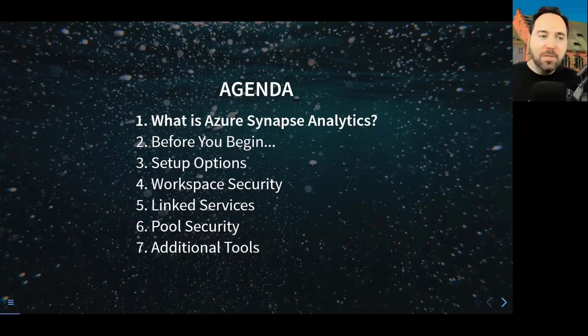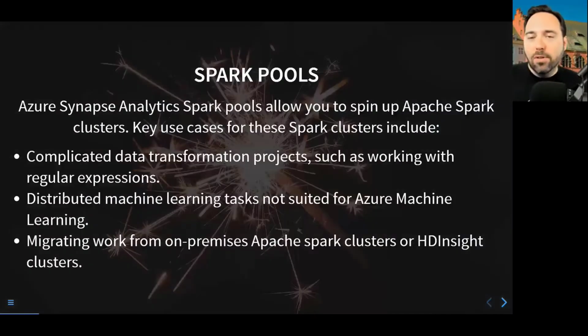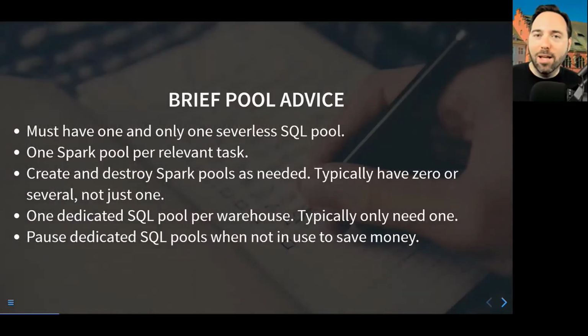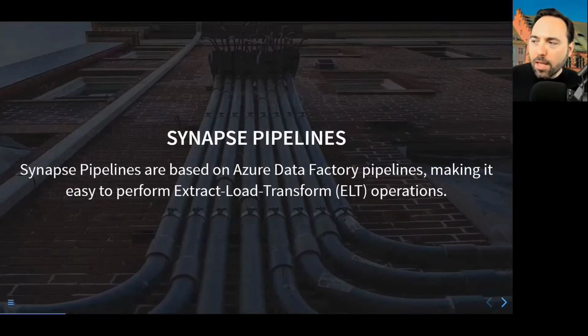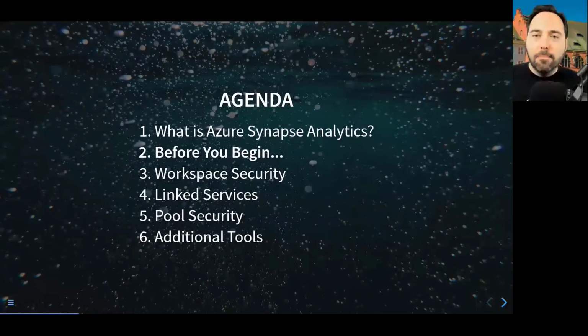We're at a conference on Azure Synapse Analytics, so for time I'm going to assume that you already know what Azure Synapse Analytics is. Instead of walking through what each of the pools does, you can grab the slides later on, and we'll get an idea of my brief pool advice. Also detailing pipelines and link: Synapse pipelines are like Azure Data Factory, and Synapse Link connects data sources, Cosmos DB being the first, but also Dataverse, and SQL Server 2022 links exist. But you'll probably get that information in other sessions as well.